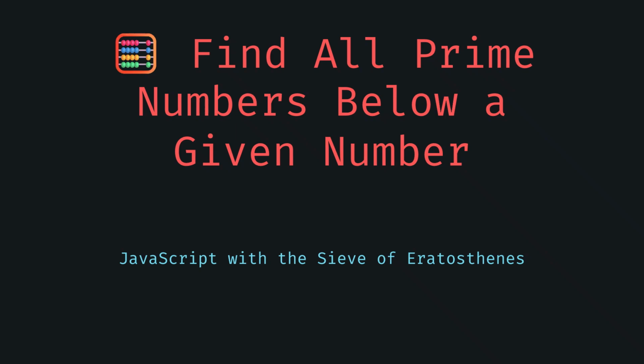Welcome back. In this video, we're going to write a JavaScript program that finds all prime numbers below a given number. We'll also be using an ancient but efficient method called the Sieve of Eratosthenes. This approach is much faster than testing each number individually. So, let's explore how it works.